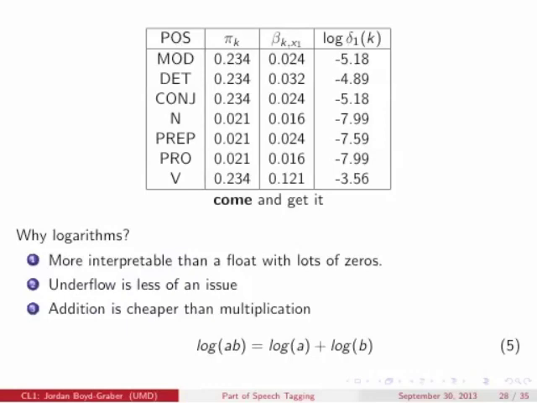If you look at our base case, you see that the most likely part of speech tag for observing the sequence "come" is that "come" is a verb. You can see that the highest number in the rightmost column is negative 3.56. This is the highest probability sequence of part of speech tags that explain the observation "come."